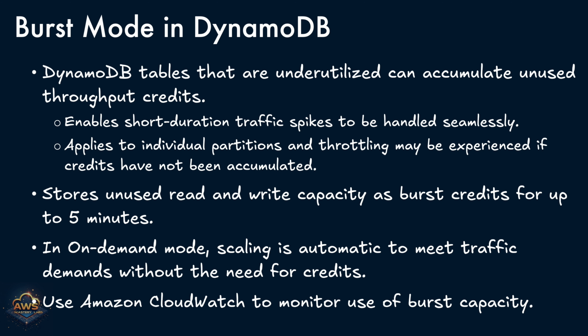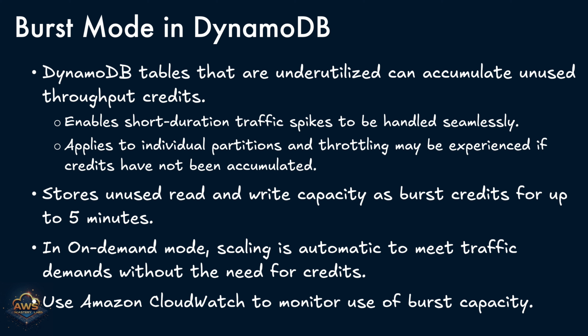This mechanism is especially useful for applications with predictable but infrequent spikes, such as login events, periodic data synchronization, or promotional campaigns. However, it's important to note that bursting happens at the partition level. So if a specific partition becomes hot and hasn't accumulated enough burst credits, throttling may still occur, even if the overall table has unused capacity. This reinforces the importance of good partition key design to distribute traffic evenly across all partitions.